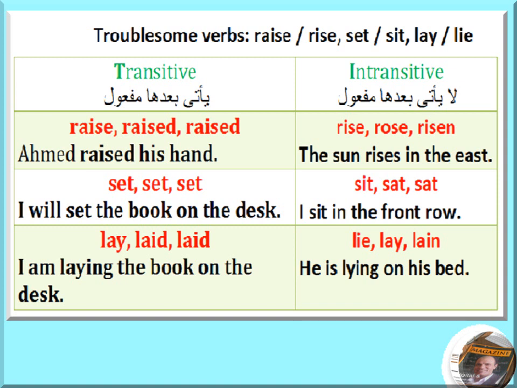Troublesome verbs: raise, rise, set, sit, lay, lie. Transitive: raise, raised, raised. Ahmed raised his hand. Intransitive: rise, rose, risen. The sun rises in the east. Transitive: set, set, set. I will set the book on the desk. Intransitive: sit, sat, sat. I sit in the front row. Transitive: lay, laid, laid. I am laying the book on the desk. Intransitive: lie, lay, lain. He is lying on his bed.